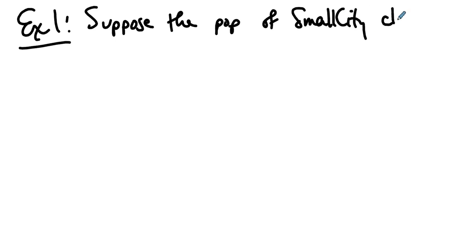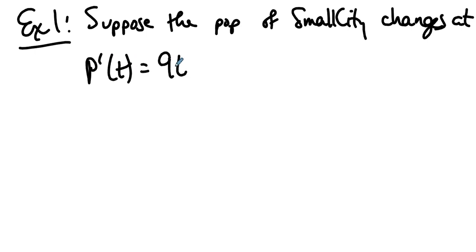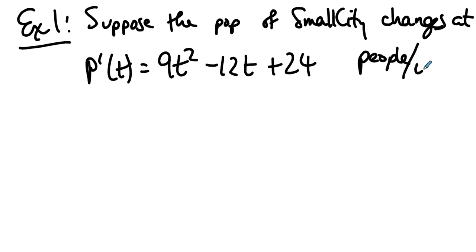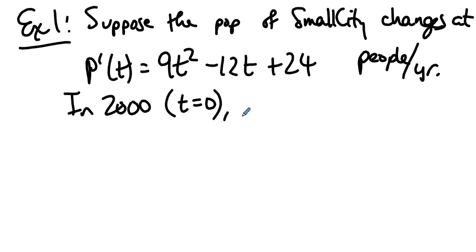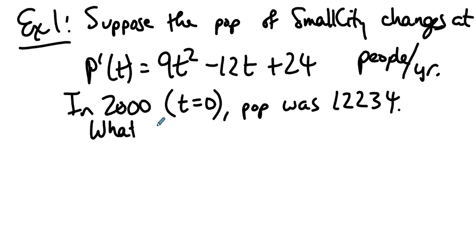Suppose the population of a small city changes at p prime of t is 9t squared minus 12t plus 24 people per year. In the year 2000, which is going to correspond to time equals 0, the population was 12,234. What is the population in 2021, which is the year when this video was recorded?